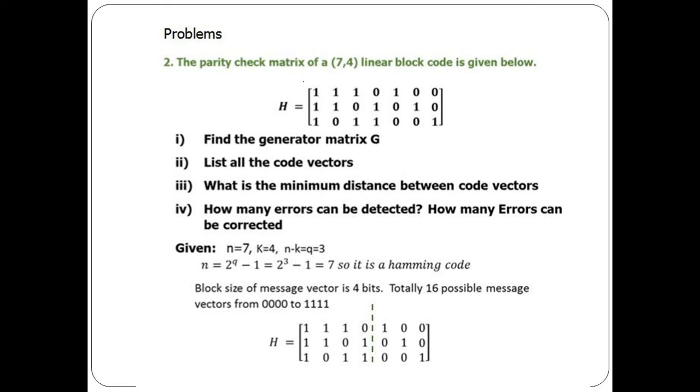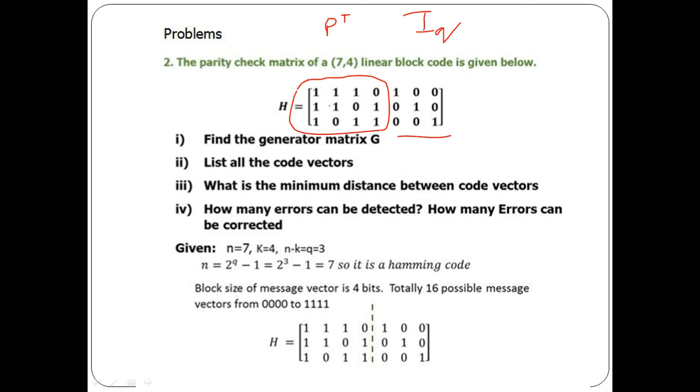I already told you, there are two submatrices. The first submatrix is P transpose, and the second submatrix is I_q. Q is the number of check bits. How many check bits are there? Here 7 minus 4, that is 3 check bits. So I3 is correct.